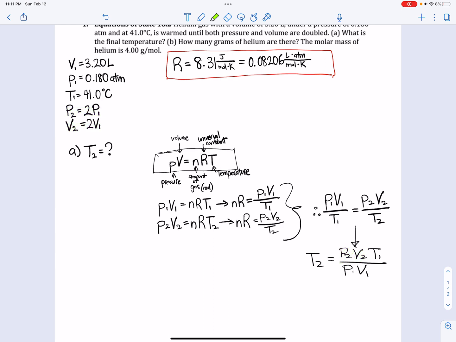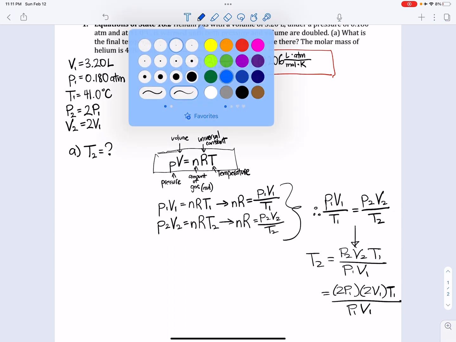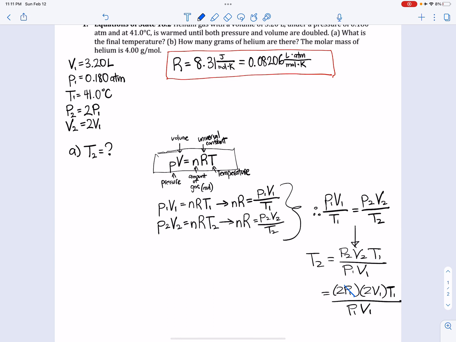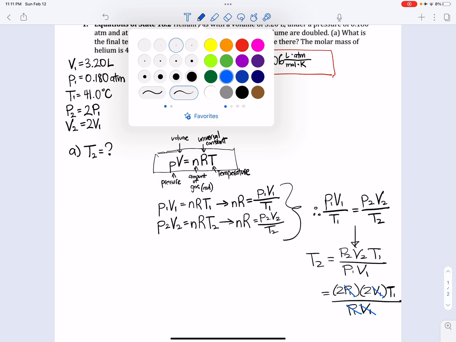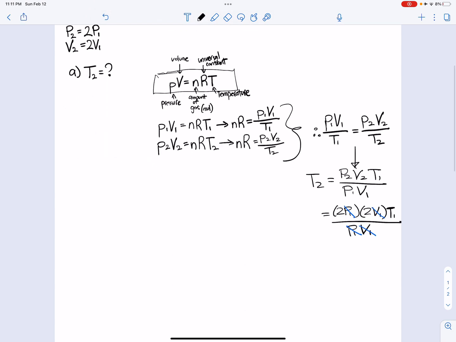So I'll do just that. So that is equal to 2P1, 2V1, T1 over P1, V1. And I can cancel things out, like P1 on top and P1 on the bottom, V1 on top and V1 on the bottom. And I'm simply left with T2 is equal to 2 times 2 times T1, right?